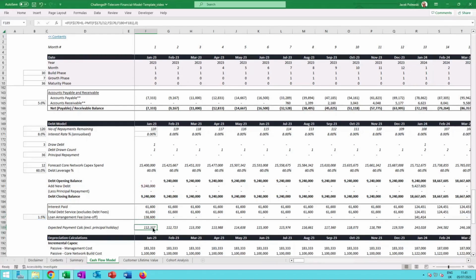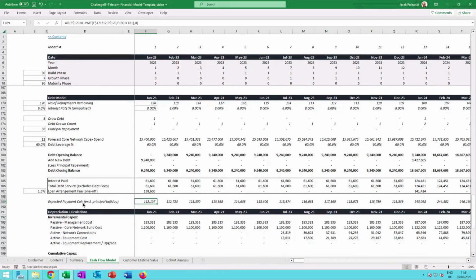When the model gets slightly maybe more complex is in this line. So that's the expected payment calculation if you were not to have any principal repayment holidays. So this line basically calculates the full repayment, so principal plus interest, if you wanted to repay your debt balance over a certain period of time. Okay, so very quickly, this formula here uses Excel's PMT formula, which simply takes a few inputs here.